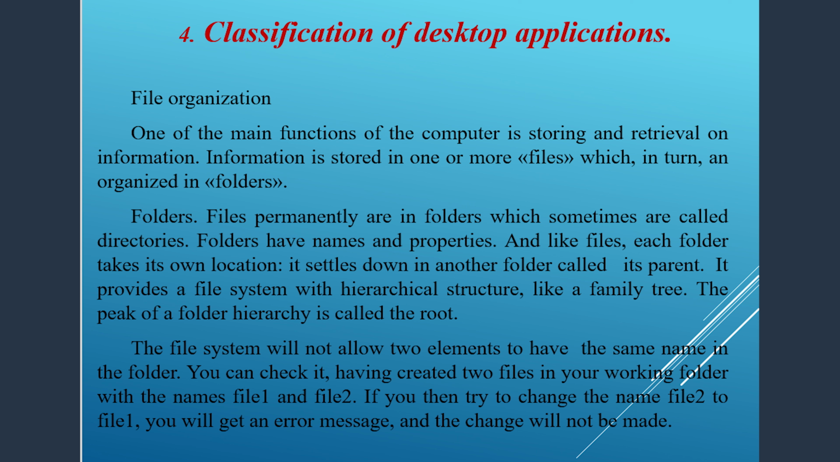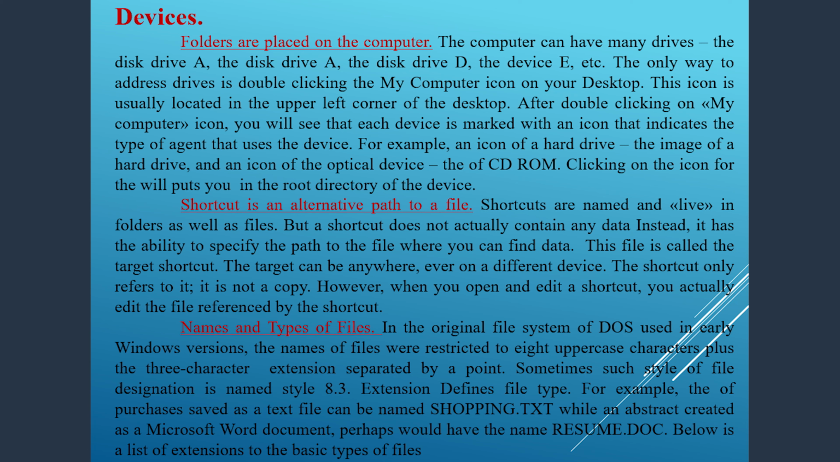Classification of desktop applications, file organization, folders. One of the main functions of a computer is storing files, which in turn are organized in folders. Let's talk about these. Folders are sometimes called directories. Folders have names and properties, and like files, each folder has its own location. The file system will not allow 2 elements to have the same name in one folder.